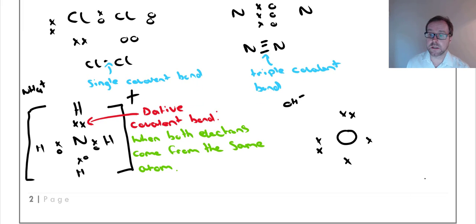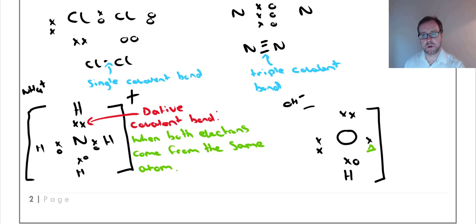Oxygen has 6 outer electrons because it's in group 6. Hydrogen has 1, so it's going to have a single covalent bond here. However, I've got 1 electron on its own. Because there's a negative charge, I must have added another electron. If it hasn't come from the hydrogen, it's come from somewhere else. Usually, hydroxide ions are in solution, so it's got an electron from something in the solution. The overall charge on my ion is negative. Short and sweet.